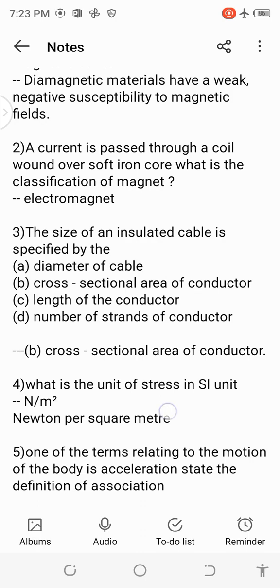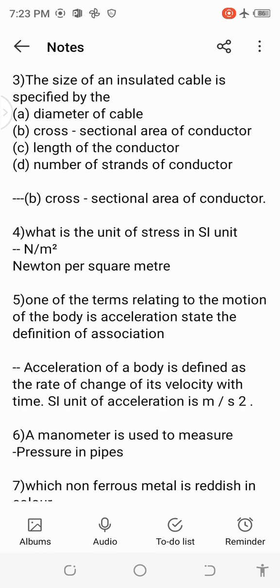5. One of the terms relating to the motion of the body is acceleration. State the definition of acceleration. Acceleration of a body is defined as the rate of change of its velocity with time. SI unit of acceleration is meter per second squared.